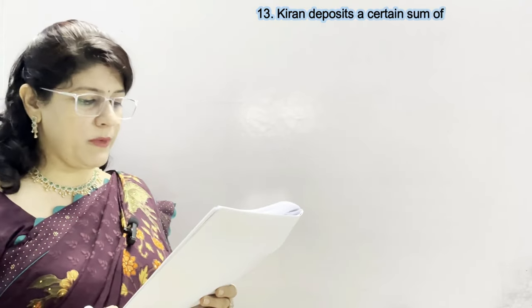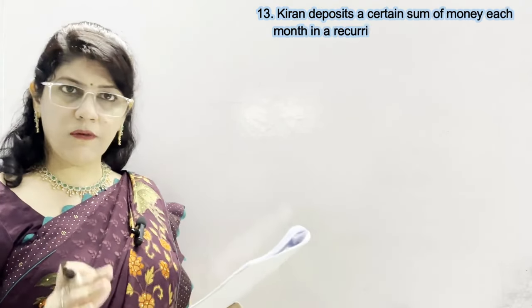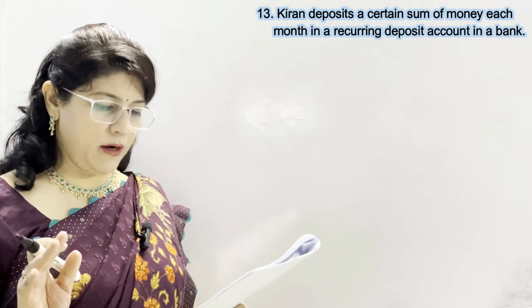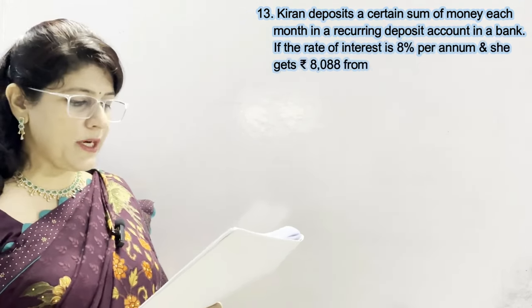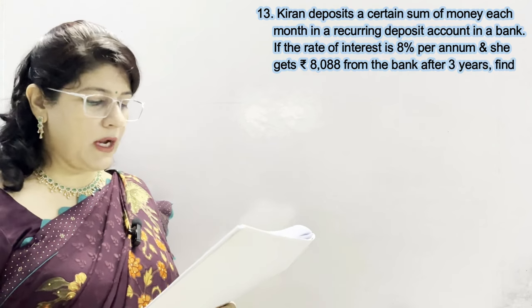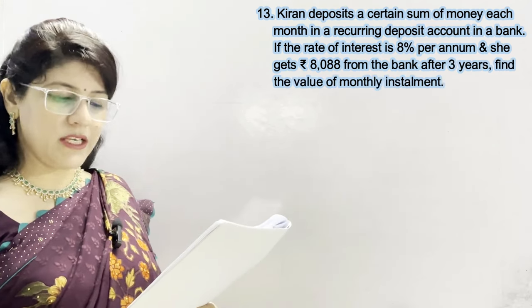In banking, they can ask us mostly 3 types of questions. They can ask us for maturity value or interest, or we can calculate time, or we can calculate principal also. Now in this numerical we are going to calculate the principal amount. So Kiran deposits a certain sum of money each month in a recurring deposit. Here we don't know the sum of money deposited by her in a bank. If the rate of interest is 8% per annum and she gets 8088 from the bank after 3 years, find the value of monthly installment.